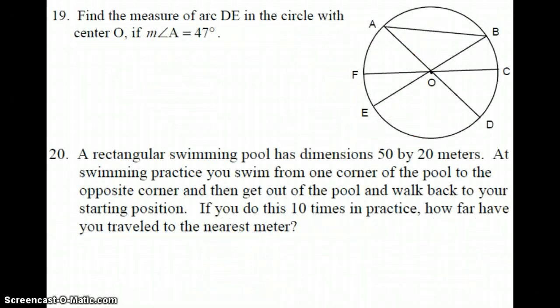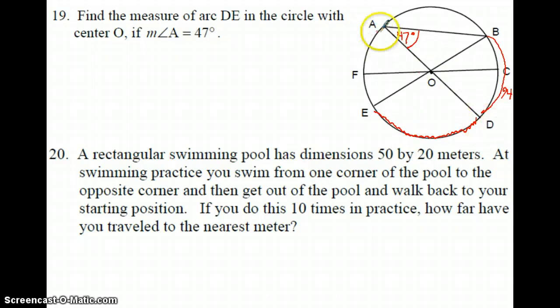Okay, great. Find the measure of arc DE. This is what I'm looking for. In the circle with center O, the measure of angle A is 47. That's all they're telling me. When they say measure of angle A, the only straight segments coming out of A are these two here, so they have to be talking about that angle. If that is 47, then this arc from B to D is going to be double that. That's going to be 94.